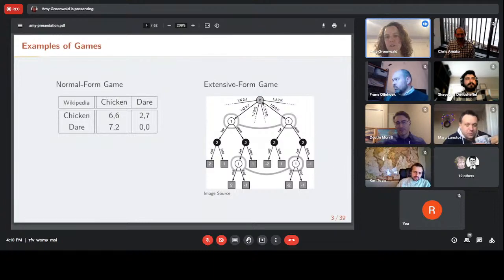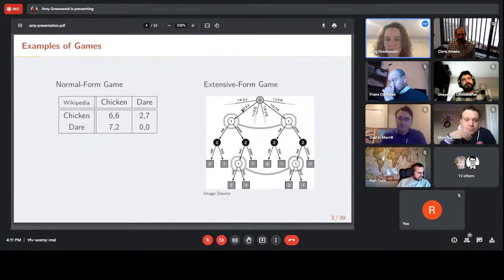So chance is dealing some cards. And then we have player 1 playing at these nodes here, player 2 playing at these nodes here. Here we see that player 1 cannot distinguish. This line is indicating what's called an information set. It means that player 1 cannot distinguish between these two nodes.